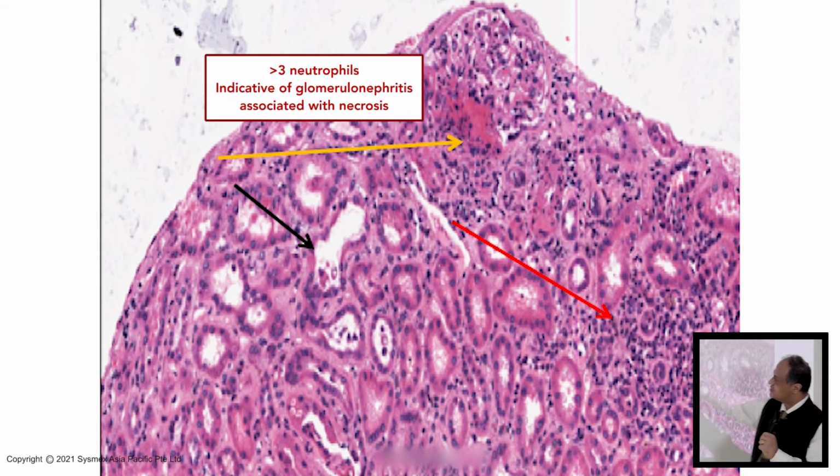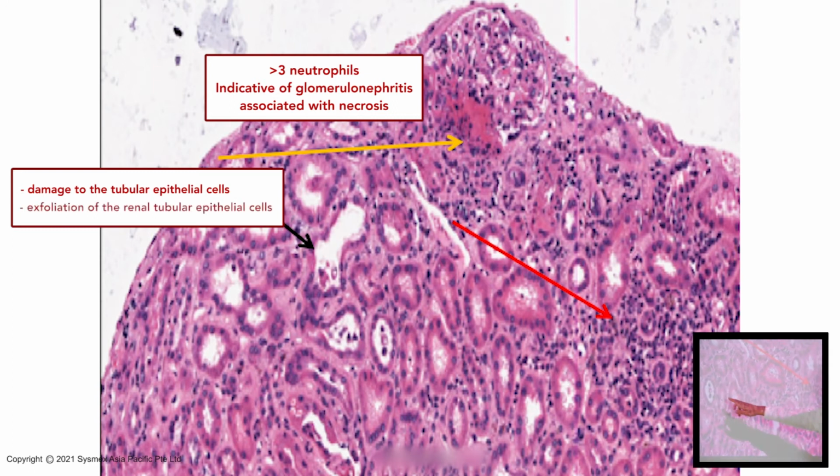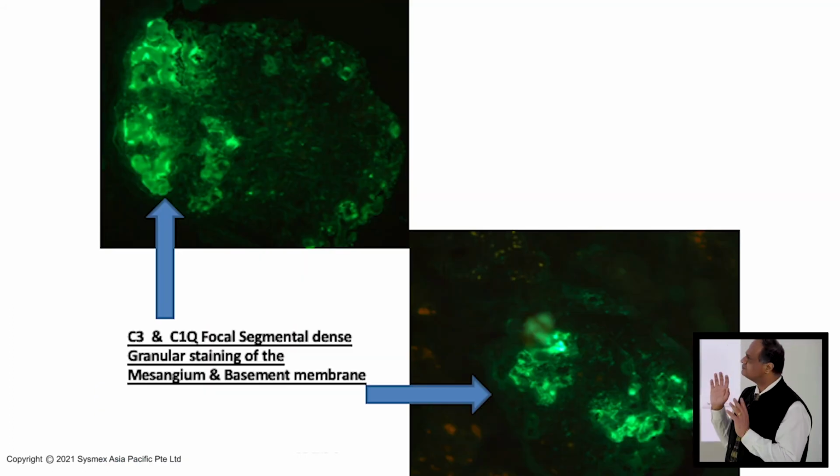Let us see the tubules. The tubule shows some damage to the tubular epithelial cells, exfoliation of the renal tubular epithelial cells with leukocytes, which indicates a minor injury even to the renal tubules. So, this is a case where you have a nephritic syndrome group of urinary profile, and a kidney biopsy of the same showing necrosis and neutrophils, indicating glomerulonephritis. So, let us see the immunofluorescence here.